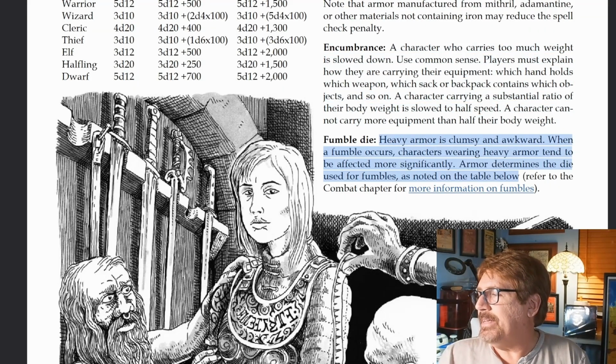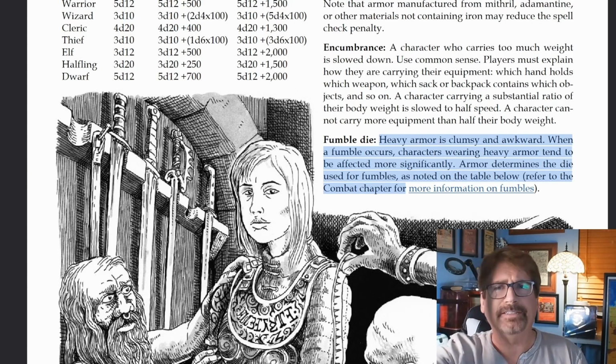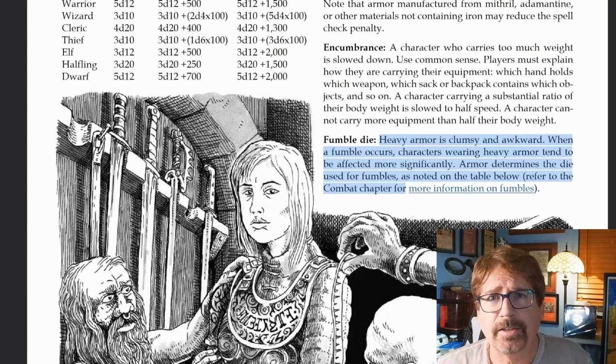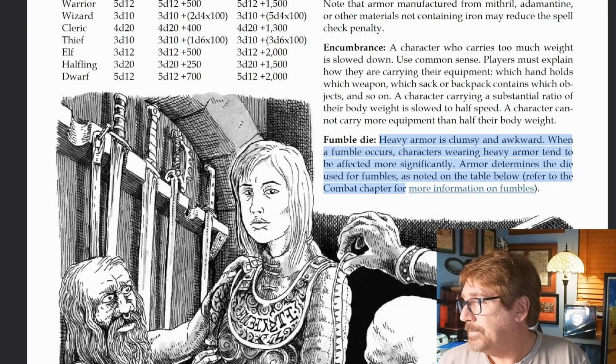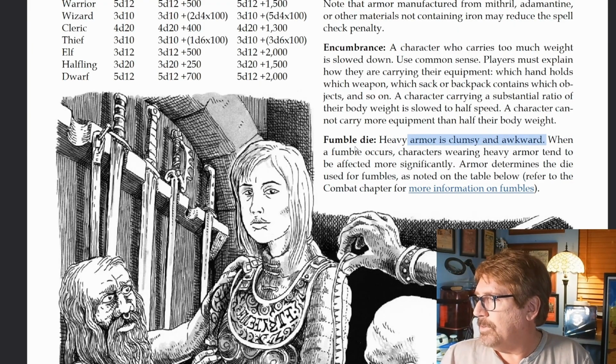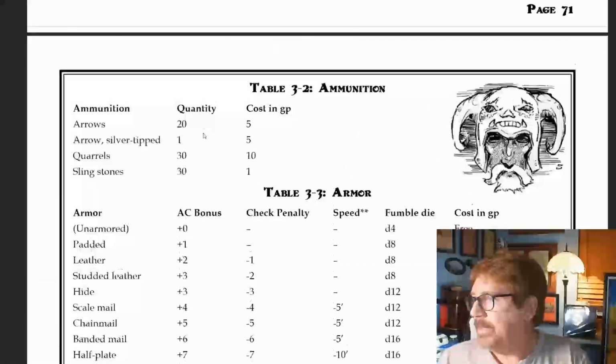Fumble. It doesn't have to be exact. It doesn't have to apply to physics exactly to make it ultimately realistic. Encumbrance does not have to do that. A nod to realism is enough. That's how I look at it. So heavy armor is clumsy and awkward. Fumble dice. Weapons, get past all that.